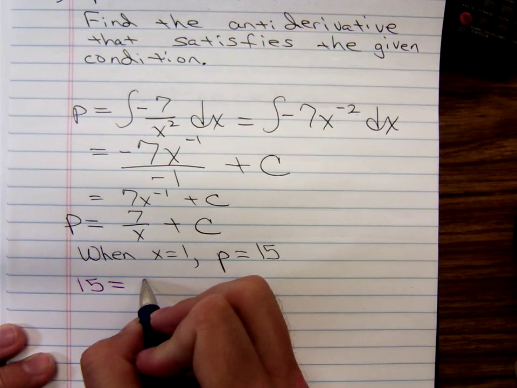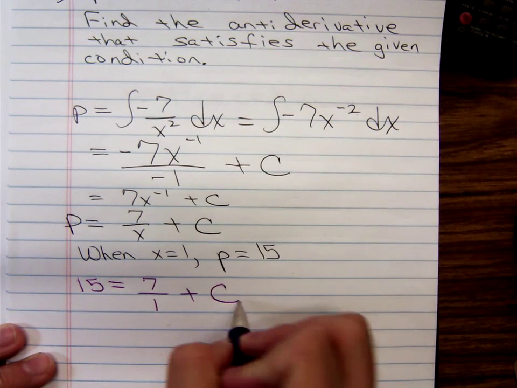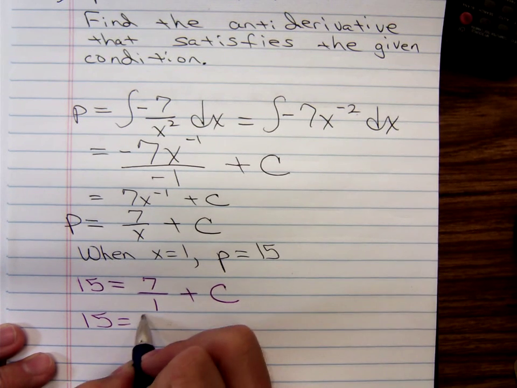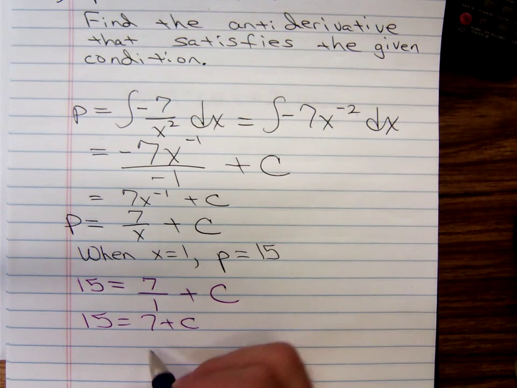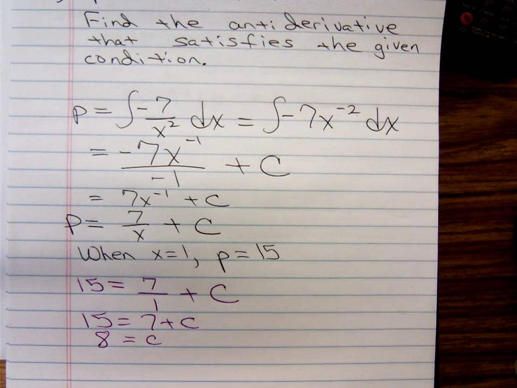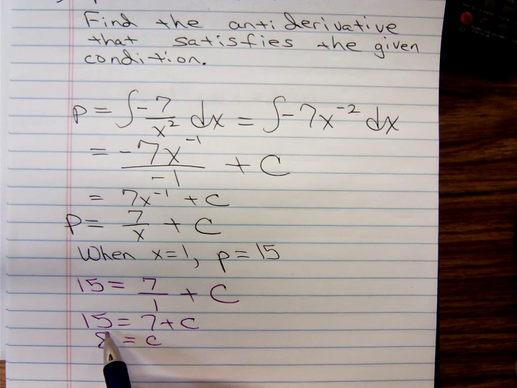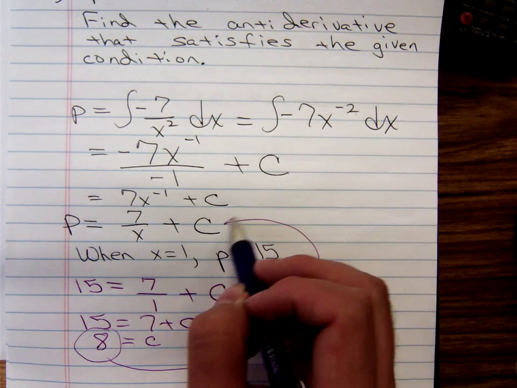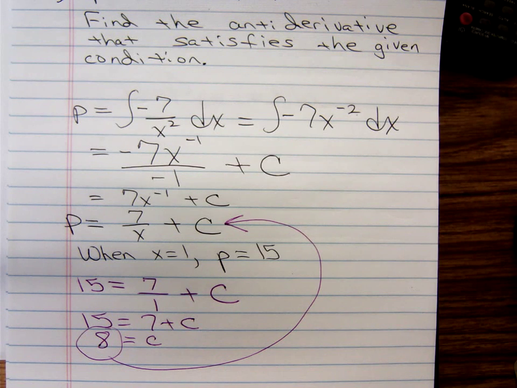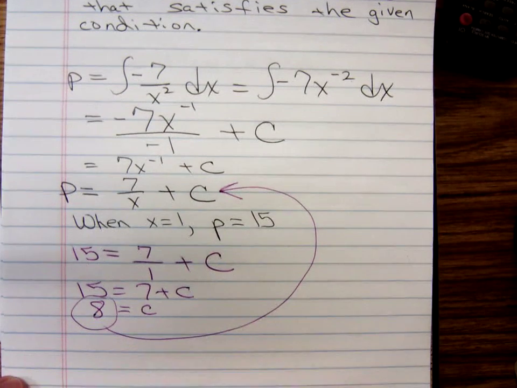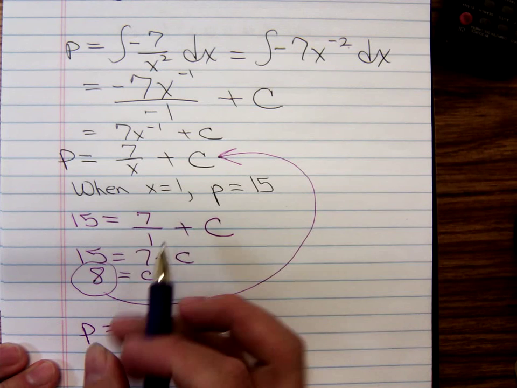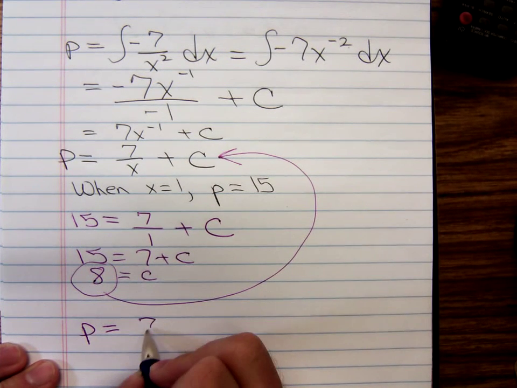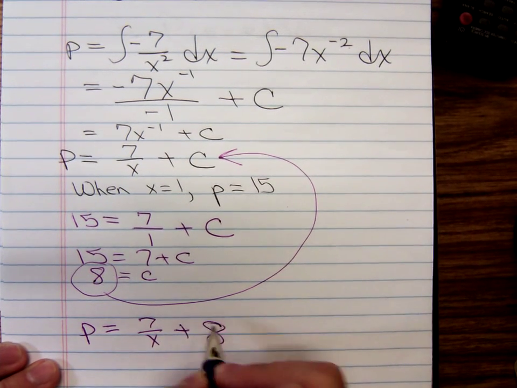we have a 7 over 1 plus c, so that says 15 is equal to 7 plus c. What's my constant of integration? 8. Subtract 7 from both sides to get c equals 8. So 8 is what we should have had there. So my final function, p is equal to 7 over x plus 8.